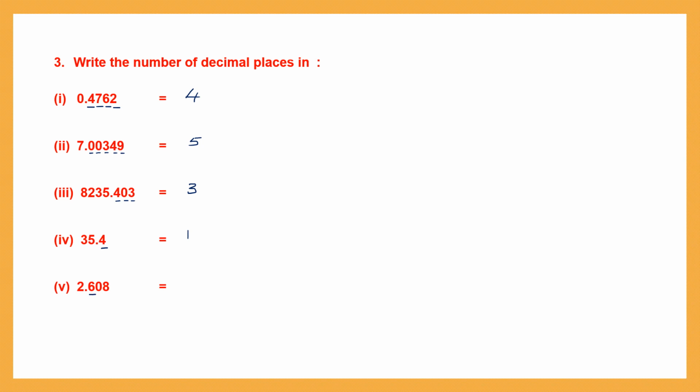Fifth one, 1, 2, 3. So 3 decimal places. Next one, 1, 2, 3, 4, 5, 6. There are 6 decimal places.